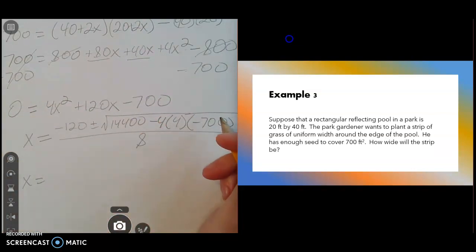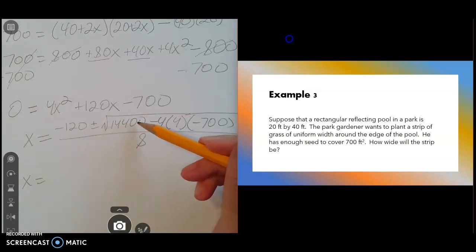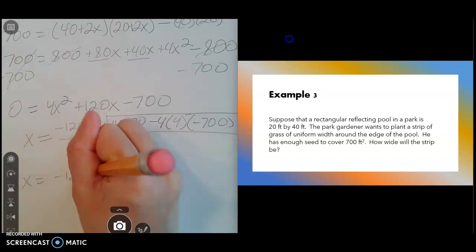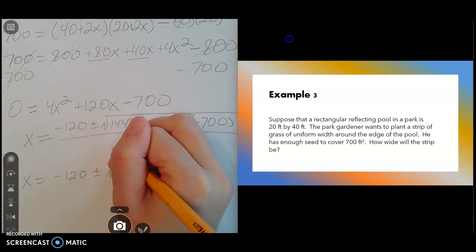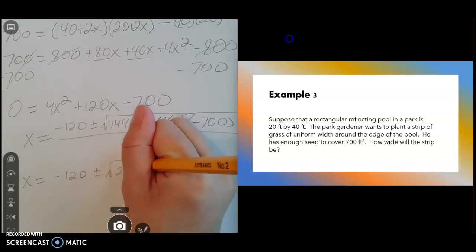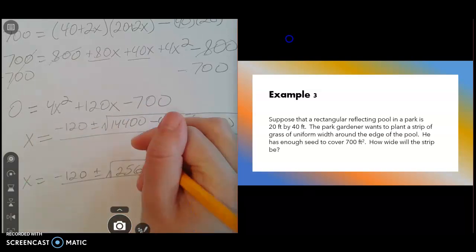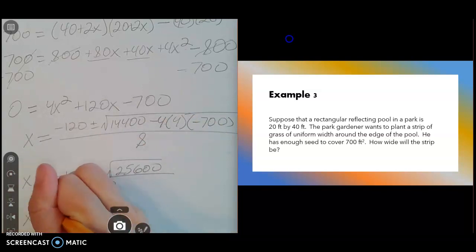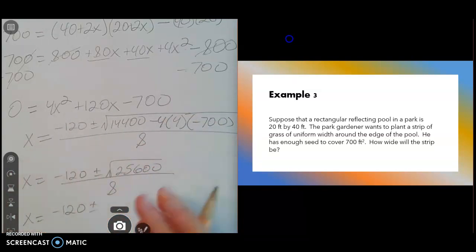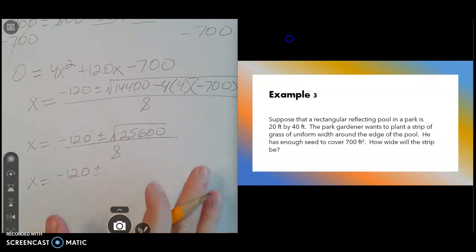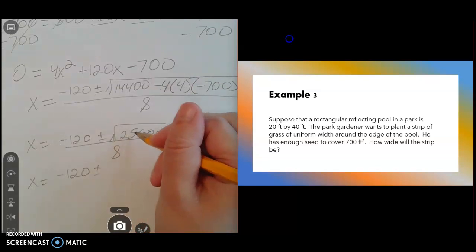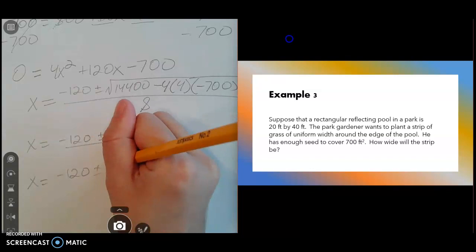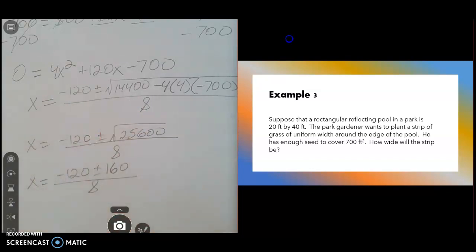If you simplify what's in the square root, a negative times a negative will give you a positive, so it's going to feel like you're adding in here. You're going to do 14,400 plus 4 times 700. If you simplify inside the square root, you're going to get 25,600, and it's all over 8. And that happens to be a perfect square. Hooray. So the square root of 25,600 is 160. It's all over 8.